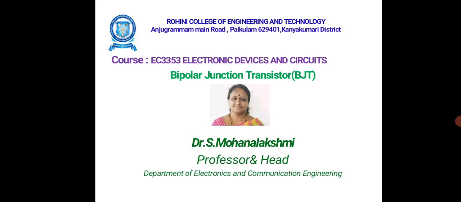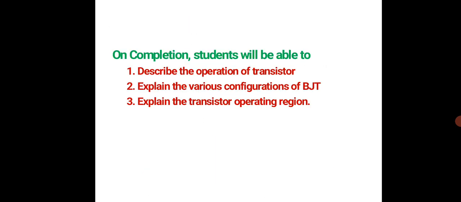In earlier lectures, we have seen what a PN junction is. It is a two-material junction, or you can say it is a two-terminal device. Once I talk about the diode, either a PN junction diode or the Zener diode, it is a two-terminal device. What we are going to see in this lecture is the bipolar junction transistor, which is a three-terminal device. On completion, you will be able to describe how the transistor operates, what the various configurations are, and what the transistor operating regions are.